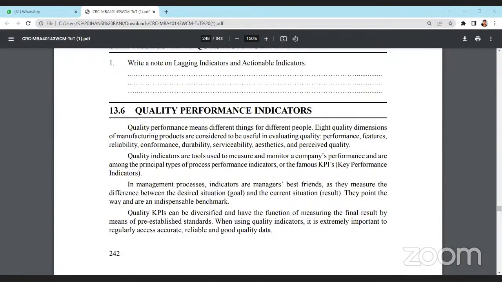Next, quality performance indicators, QPIs. Quality performance means different things for different people. The 8 quality dimensions for manufactured products are performance, features, reliability, conformance, durability, serviceability, aesthetics, and perceived quality. And quality indicators are tools used to measure and monitor a company's performance and are among the principal types of process performance indicators, or the famous KPIs.